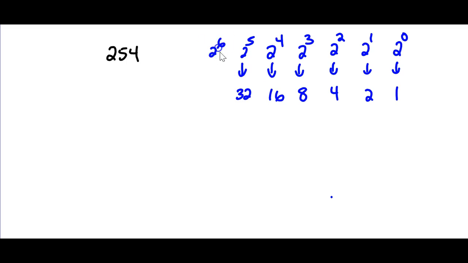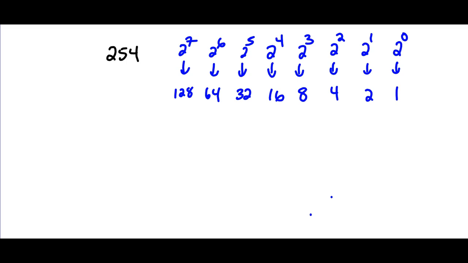I got 2 to the 6th. That's 64. 2 to the 7th. That's 128. And now I'm getting into some big numbers. My next number would be what? 256. That's 2 to the 8th is 256, which is a number bigger than 254. So I'm going to stop there.